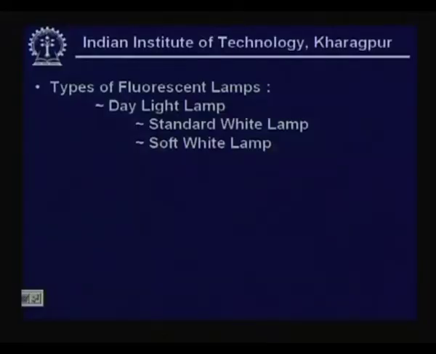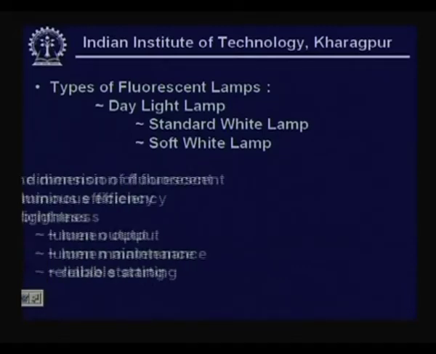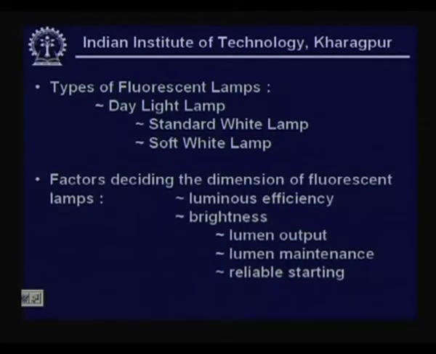And they are categorized as daylight lamp, which has color temperature close to noon sunlight, standard white light, and soft white lamp, and the various fluorescent lamp dimensions. Of course, there are two major dimensions, one is the length, other is the diameter. We will look into some of these issues in the next lecture, where we will also have a look how every watt of energy that goes in gets distributed in various forms.